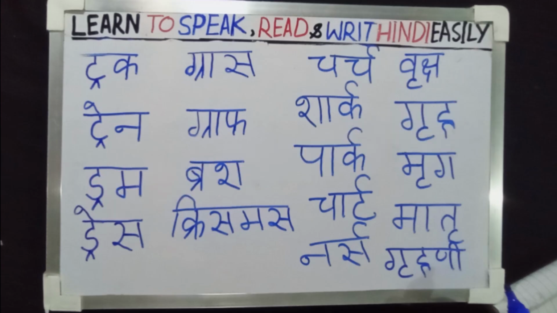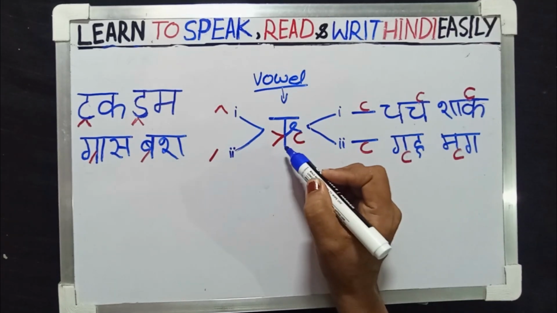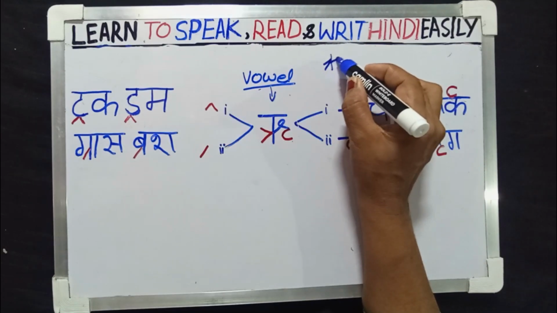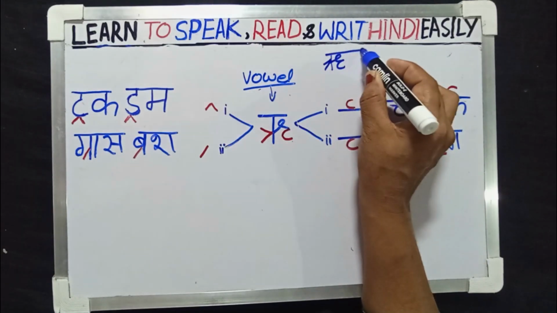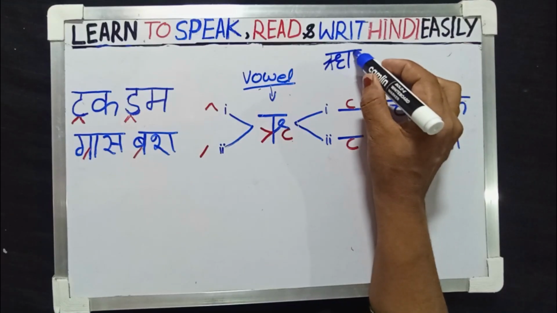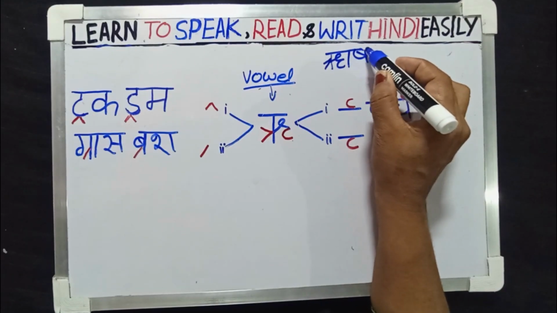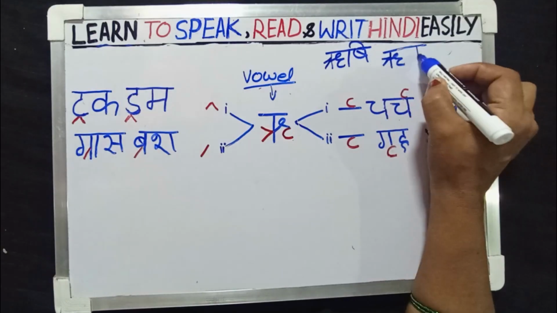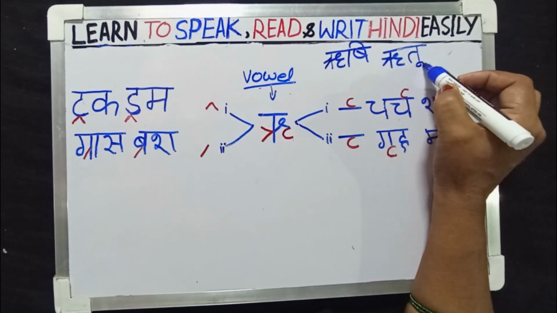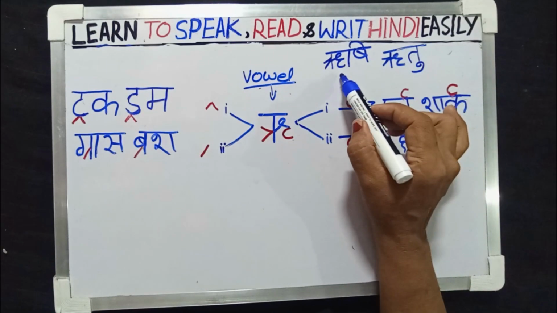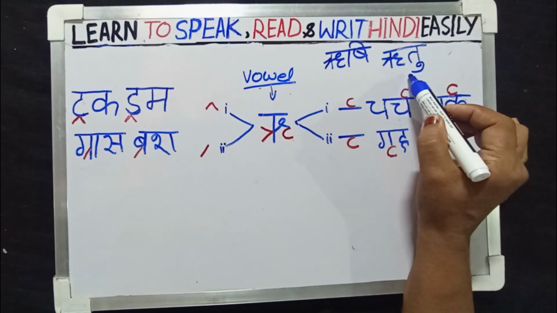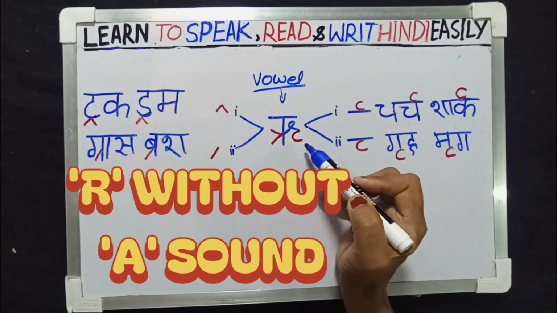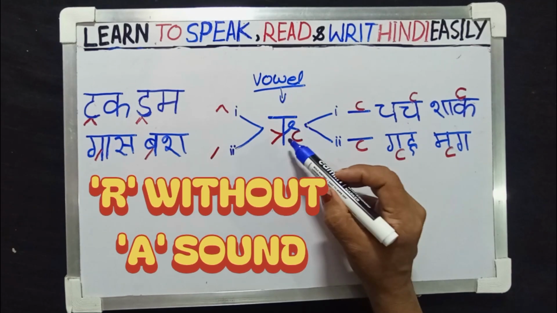In today's video we are going to learn about re ki matra. Re is a vowel and we pronounce it as re, like rishi, ritu. This matra, as you pronounce r without a sound.